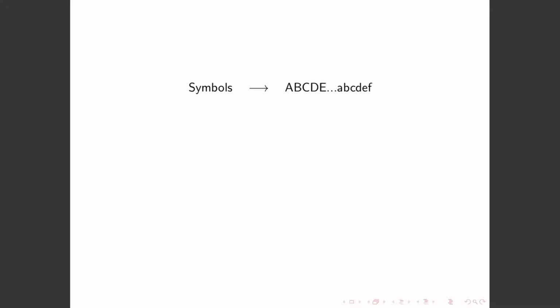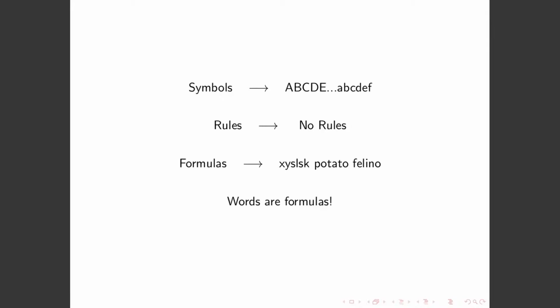Now let's see another example of formulas. Take as symbols the ABC, just letters, capital letters, lowercase letters. We don't have mathematical symbols in these formulas. And what would be the rules? Let's just have no rules, so we can have any collection of letters. What formula will that give us? The formulas will just be a word, any type of word. And yes, that means that words are formulas.